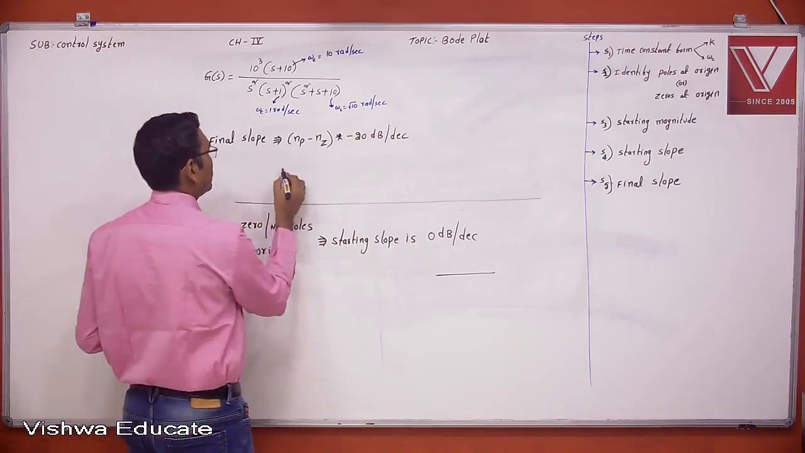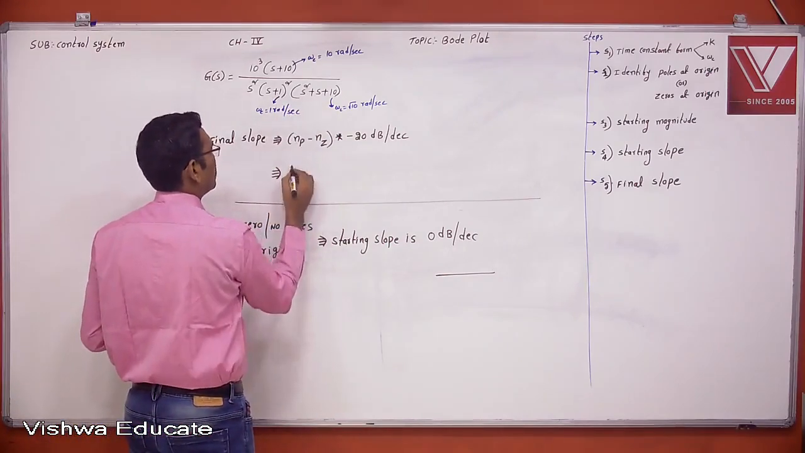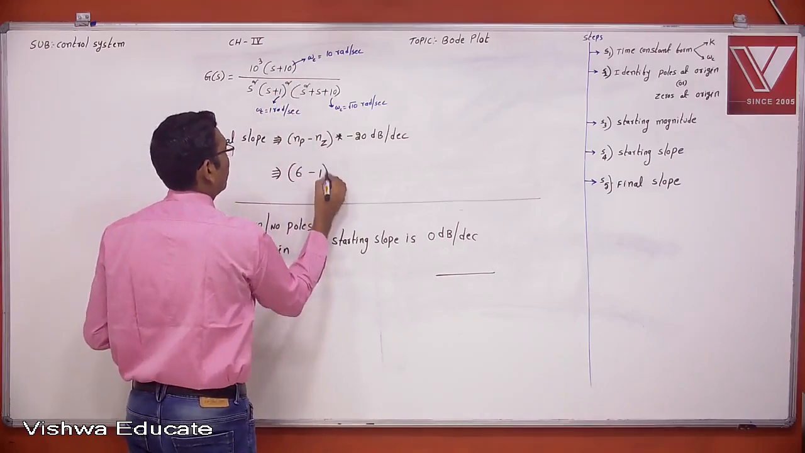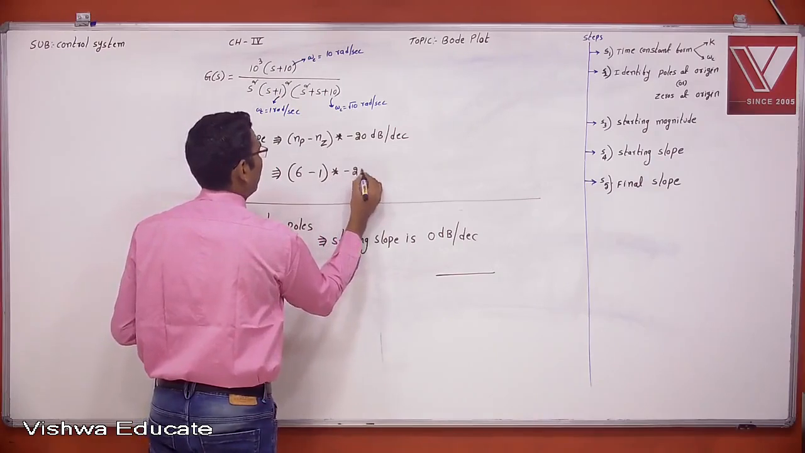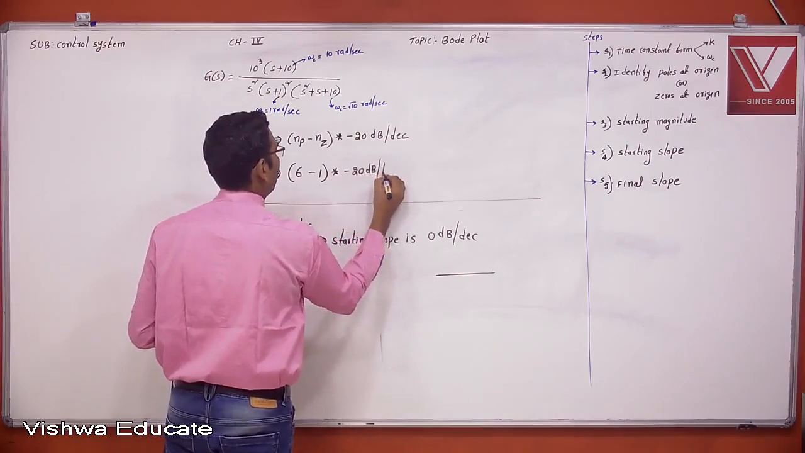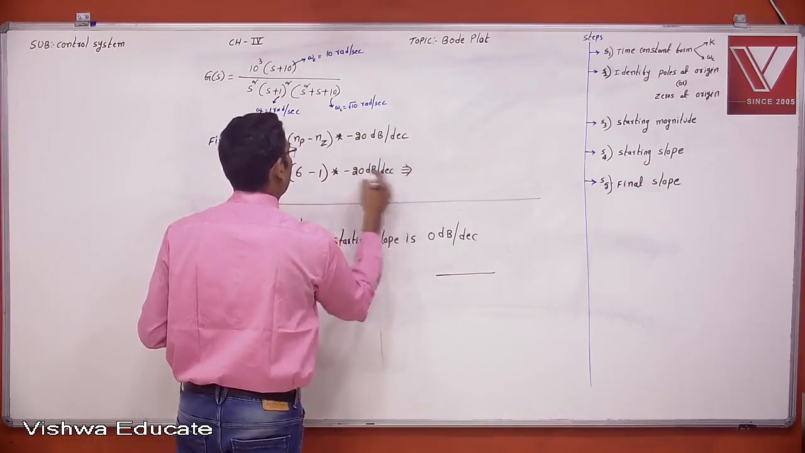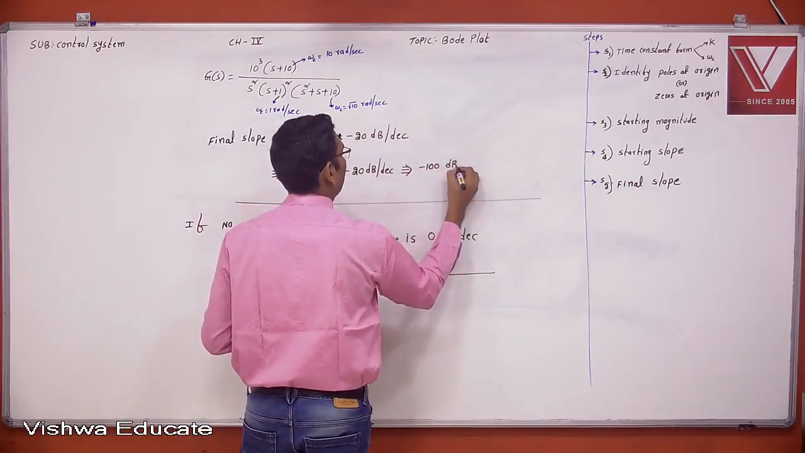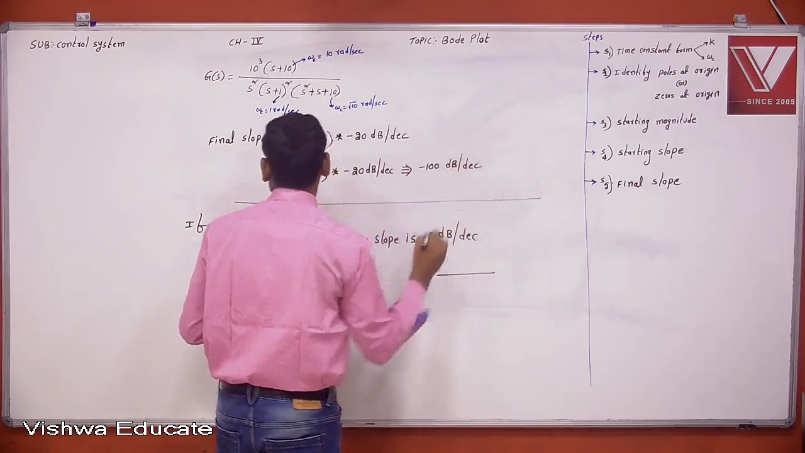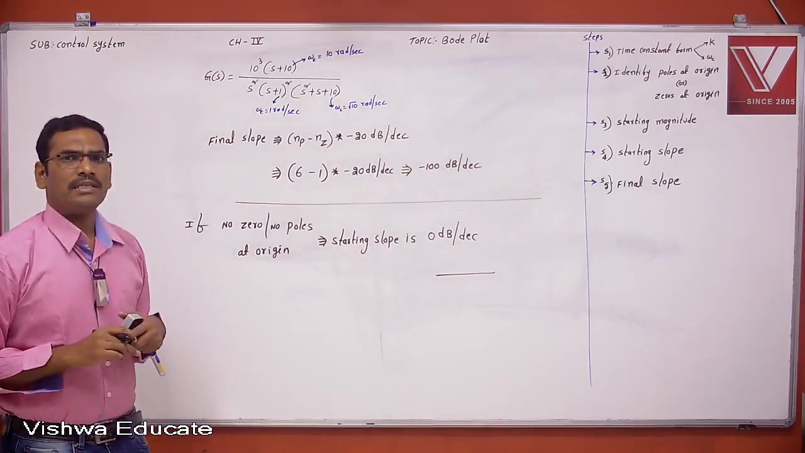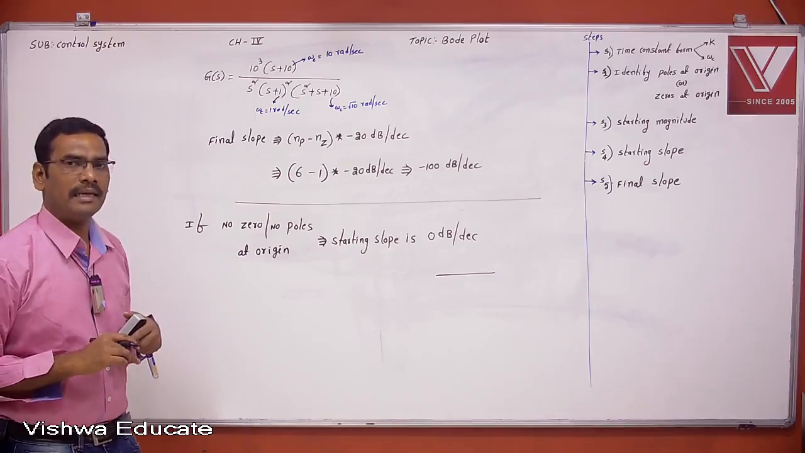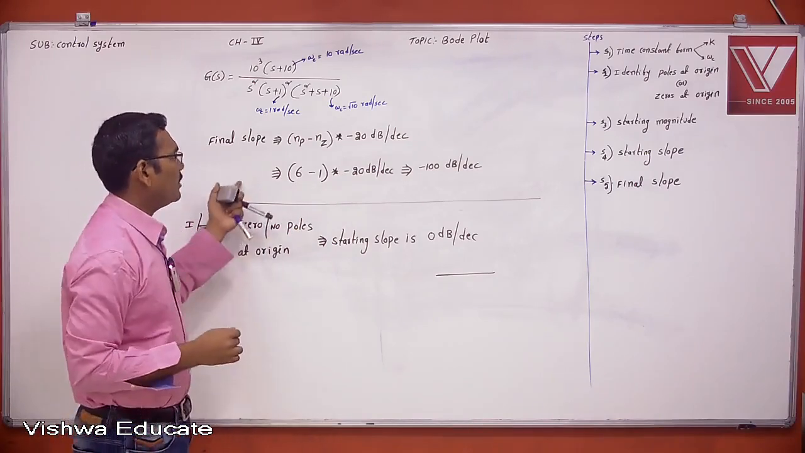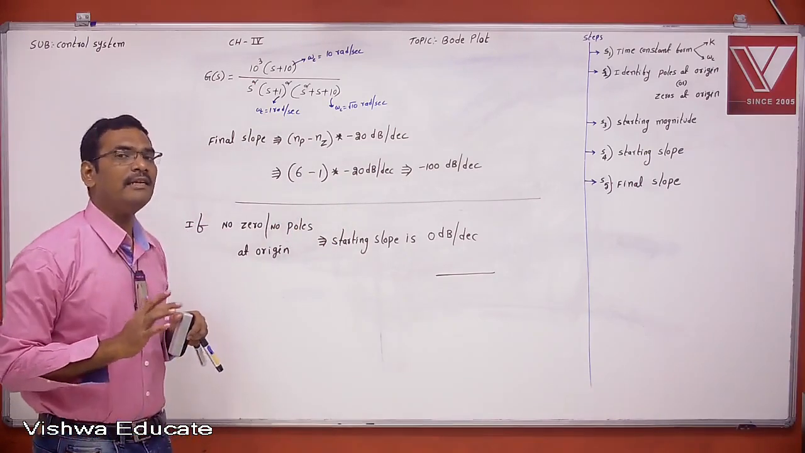So the final slope is NP, the total number of poles 6, minus the total number of zeros 1, multiplied with minus 20 dB per decade, which is nothing but 6 minus 1, 5 into minus 20, minus 100 dB per decade. This is the final slope of this particular problem. The ending slope is this one.